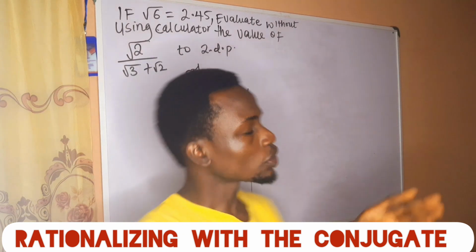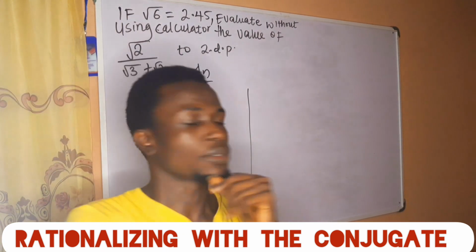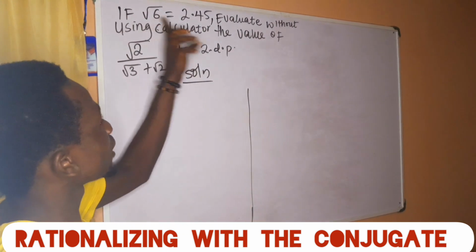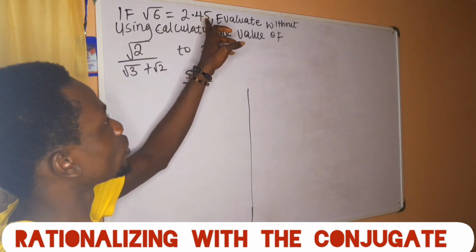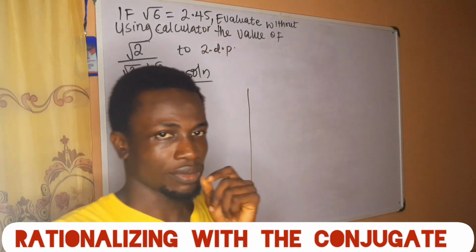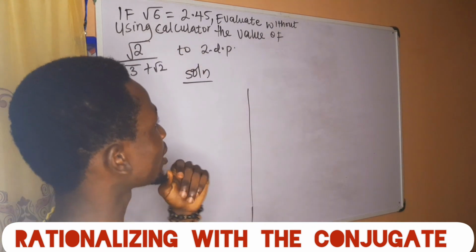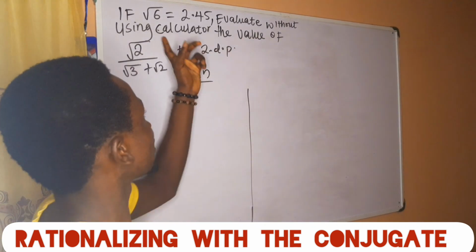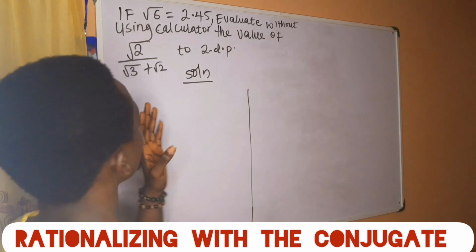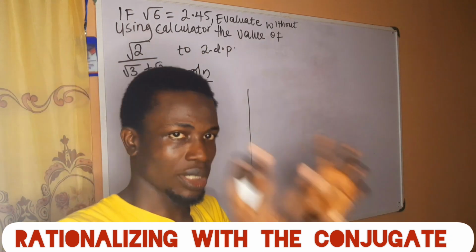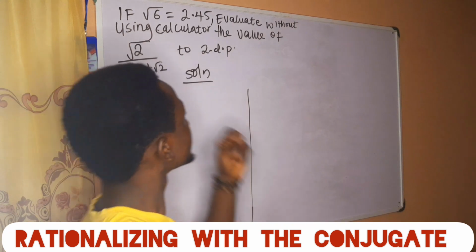In today's class, we are going to be examining this problem. Let me read it out. If the square root of 6 is equal to 2.45, that means we have gotten the equivalent value of square root of 6. Then we're asked to evaluate without using calculator, and we're going to show all workings.